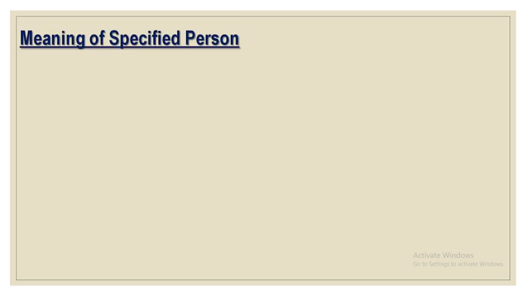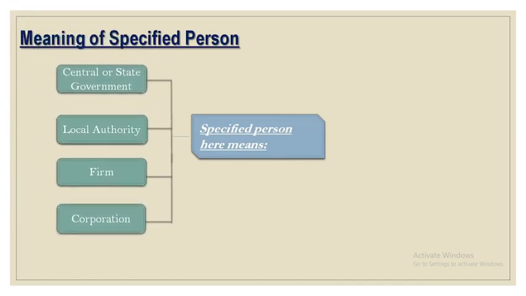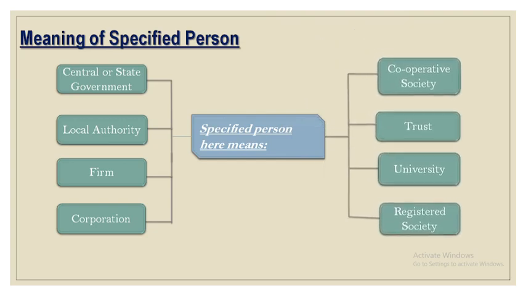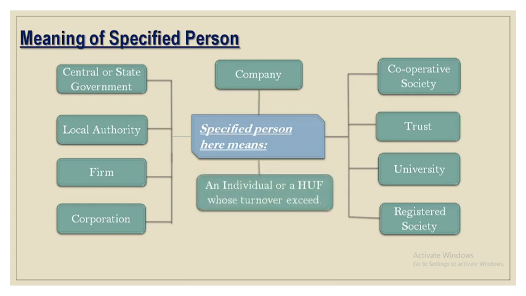Meaning of specified person. Specified person here means central or state government, local authority, firm, corporation.